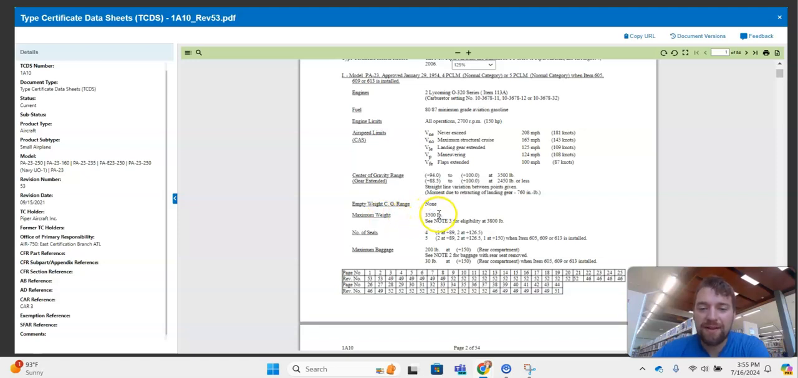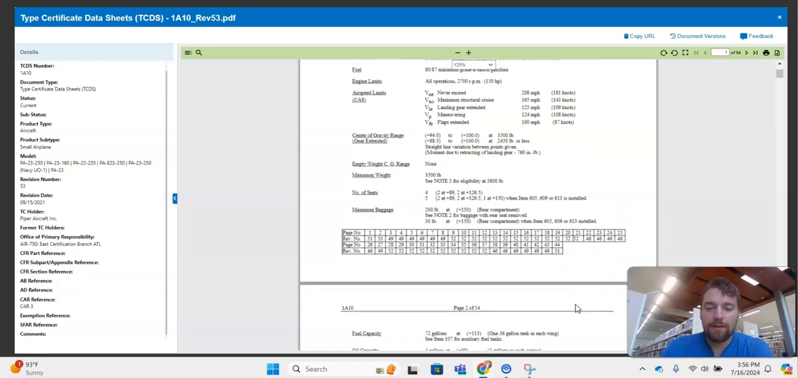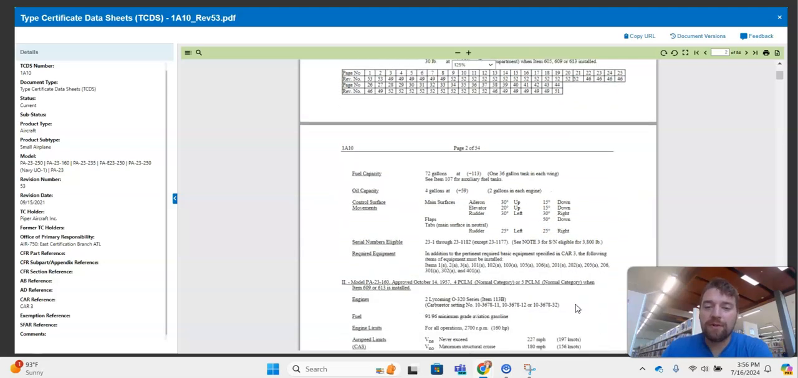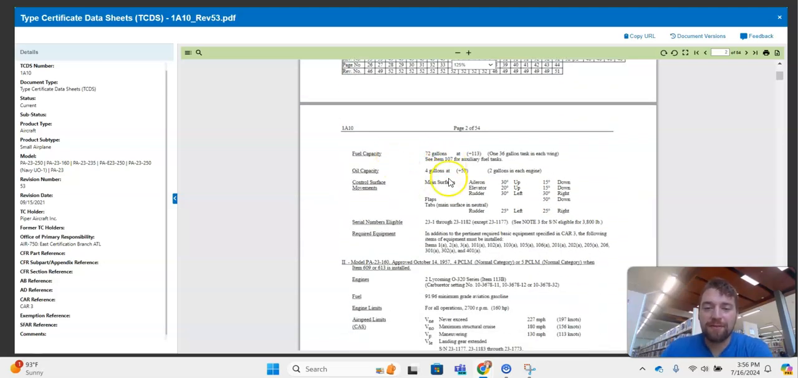Maximum weight is 3,500 pounds. That's important to know when you're considering passengers and luggage. Number of seats. They have 2 different scenarios. The airplane as it comes with 4, but there's also an option to have a 5th seat. There's a maximum baggage. You can put 200 pounds at station 150. Let's see. There's fuel capacity. It'll hold up to 72 gallons of fuel.